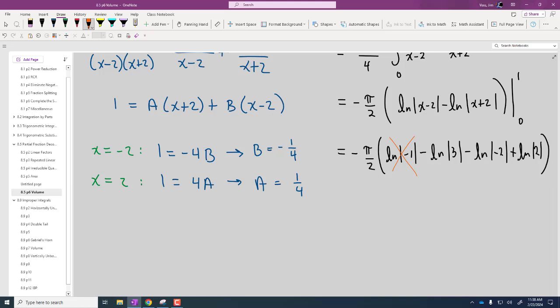These two are also the same. These are just going to cancel. We have natural log of 2 minus natural log of 2. So those cancel. So we end up with positive pi times natural log of 3, don't need an absolute value, all divided by 2. Snazzy. Units cubed.